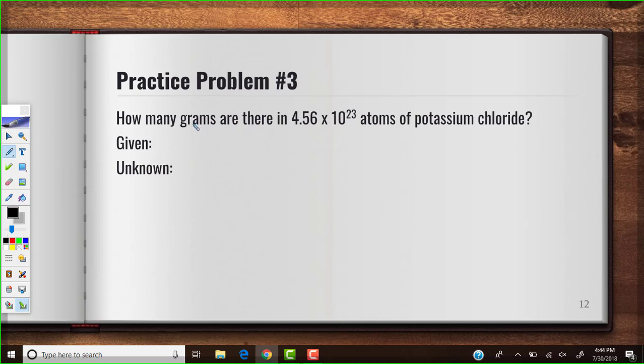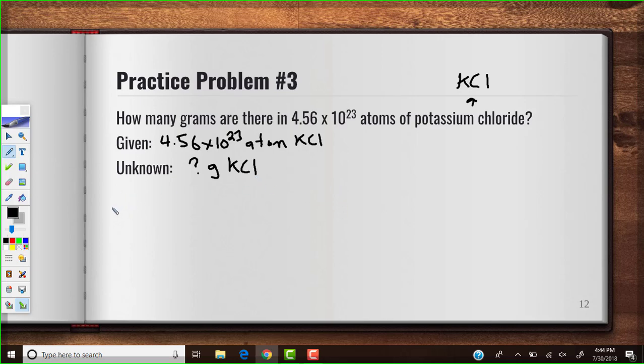This problem asks, how many grams are there in 4.56 times 10 to the 23rd atoms of potassium chloride? Well, what's given? 4.56 times 10 to the 23rd atoms. And since we haven't talked about nomenclature yet, this is something that I would give you. And potassium chloride is KCl, just so you know. So you have this many atoms of potassium chloride. Our unknown is grams of potassium chloride.